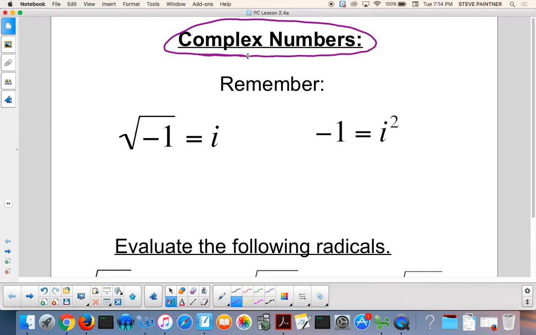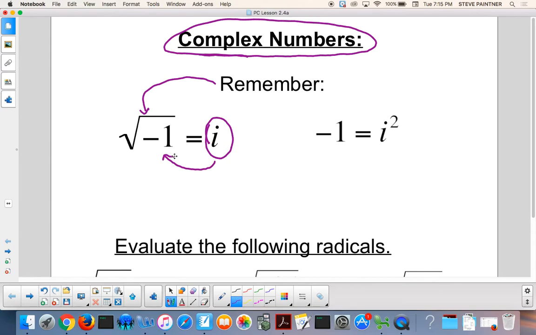So, to get started, you are asked to remember this. The square root of a negative number does not exist. We can't find the square root of a negative number. So in mathematics, they decided there's got to be an answer. So they came up with this imaginary answer, i. So this is a number that satisfies this condition.